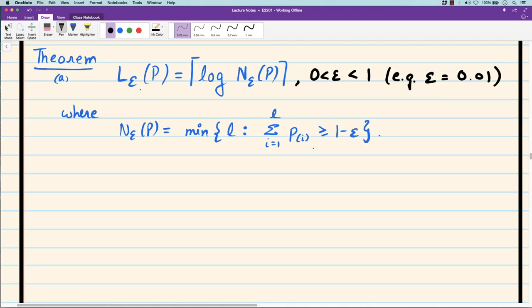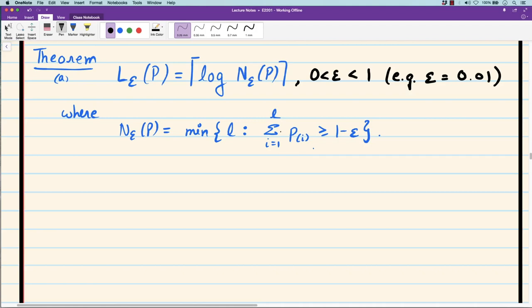So L epsilon P, this theorem claims, is exactly equal to the ceil, the next integer after this quantity, of log of N epsilon P. And what is N epsilon P? Well, N epsilon P collects these symbols in decreasing order of probability. Remember this notation.